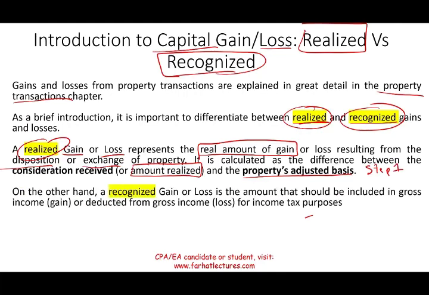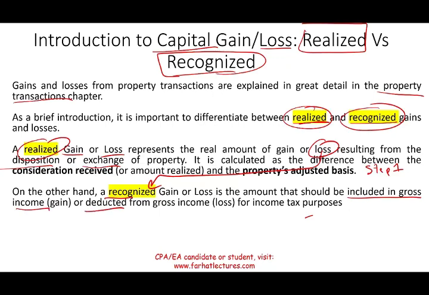Step two, we need to know what is recognized. If we experienced a gain, is that gain taxable? Recognized means taxable, or, if it's a loss, deductible. So we need to find out whether this gain is taxable or whether the loss is deductible. A recognized gain or loss is the amount that should be included in or deducted from gross income, because we're going to learn later that some gains we might be able to defer, or they may not be taxable. Some losses we can deduct and others we cannot.